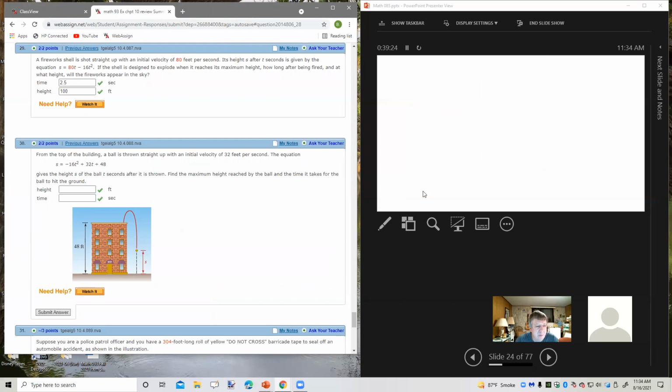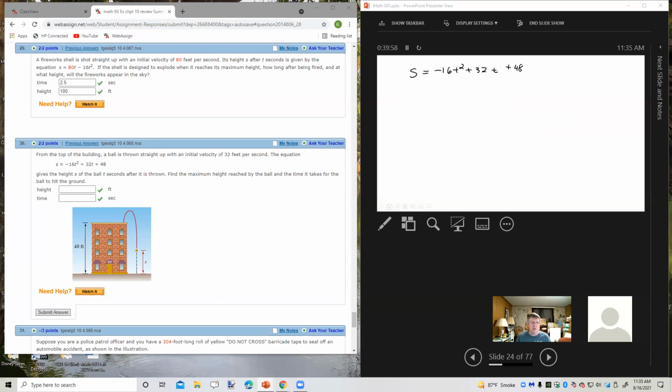From the top of the building, a ball is thrown straight up with an initial velocity of 32 feet per second. The equation s equals negative 16t squared plus 32t plus 48 gives the height s of the ball t seconds after it's thrown. So far it looks very similar to the previous problem. Find the maximum height reached by the ball and the time it takes for the ball to hit the ground.